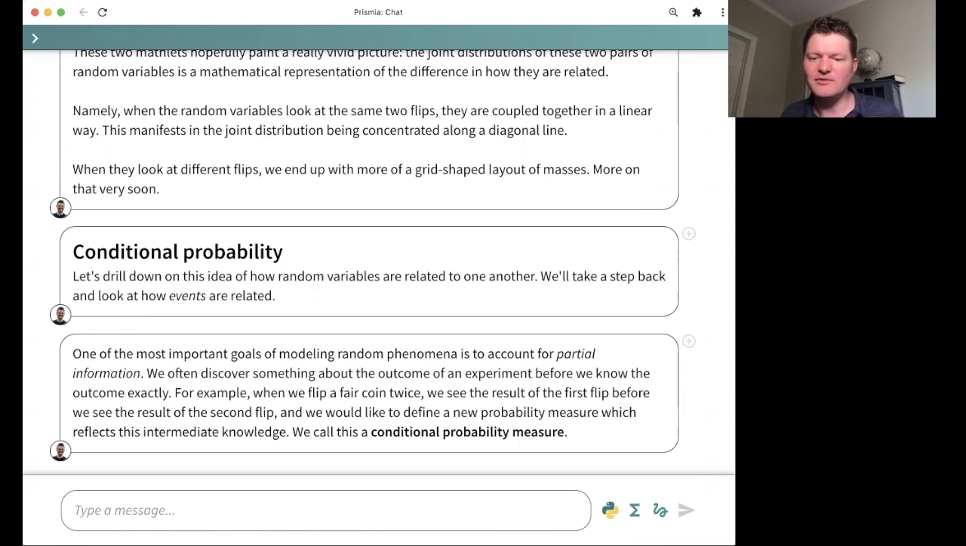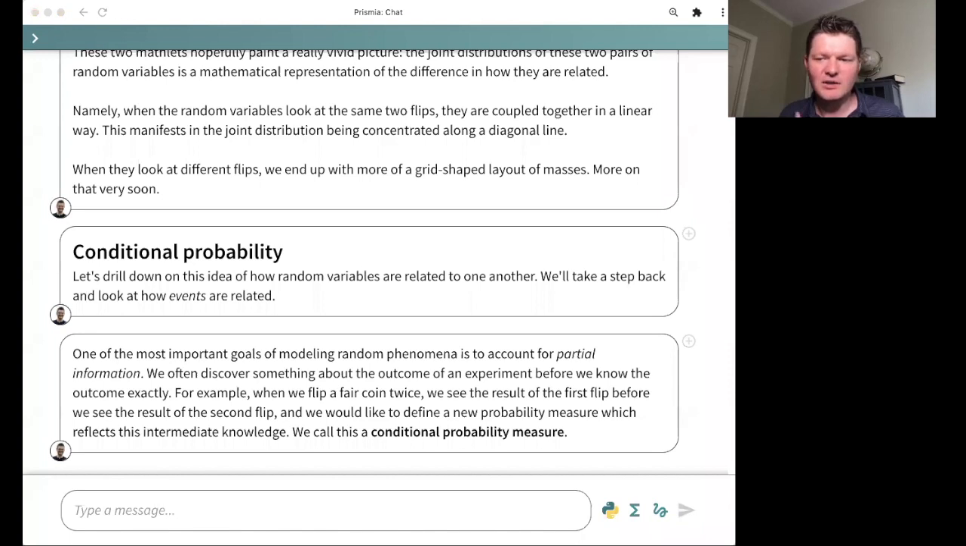So for example, if we flip a fair coin twice, then in the normal course of things, if you physically flip a fair coin twice, you will see the result of the first flip because you have to record it before you flip it again and record that result. So in that in-between state, you have partial information on what the outcome of your two-flip experiment is going to be. And in many cases, it's useful to define a new probability measure which updates the original probability measure to reflect this intermediate knowledge we have about the outcome of the experiment. And this is called a conditional probability measure.